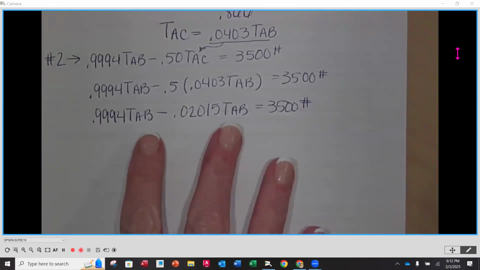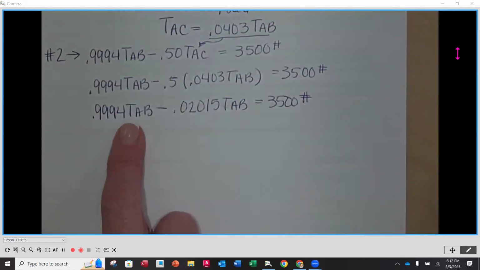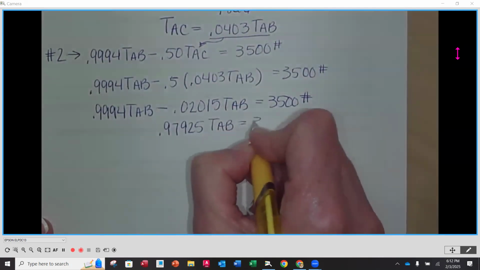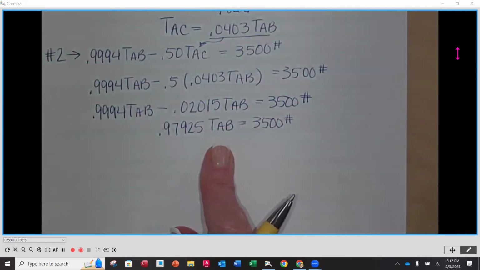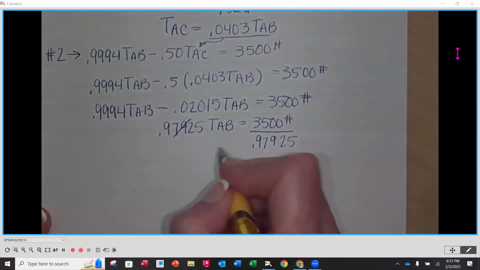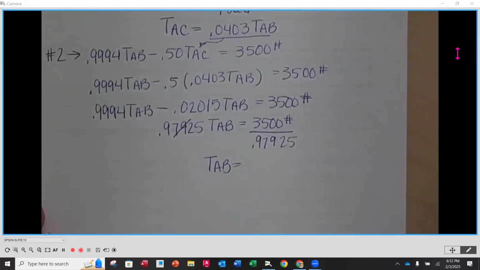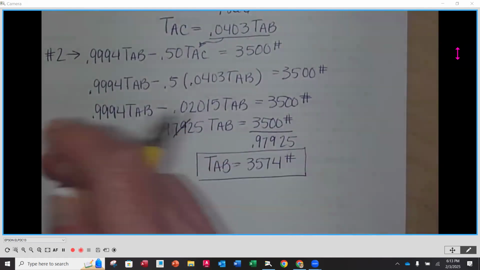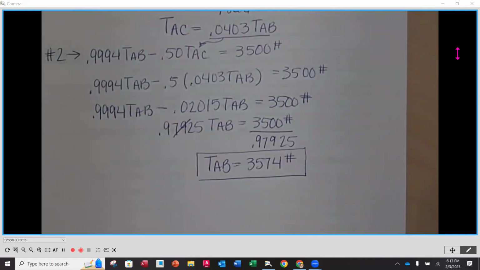So now we have two terms that we can combine, right? So we're going to take 0.9994 minus 0.0215. So we should get 0.97925 TAB is equal to 3,500 pounds. Notice we now have just one unknown that we can solve for. And then we can divide both sides by 0.97925. So TAB would be 3,574 pounds. Which is the answer. What are they getting here?